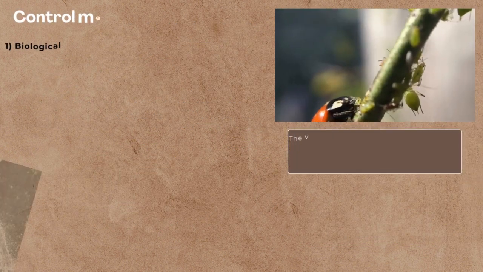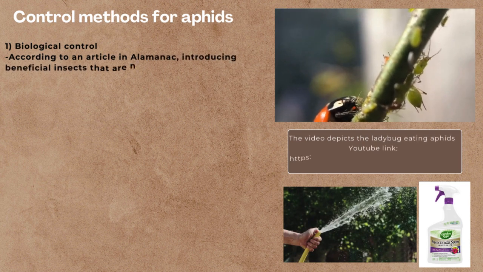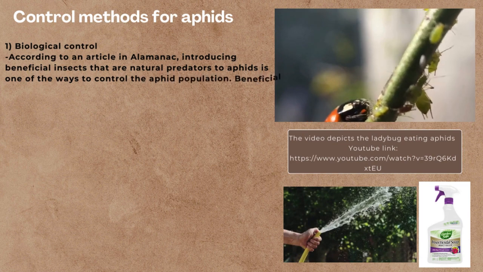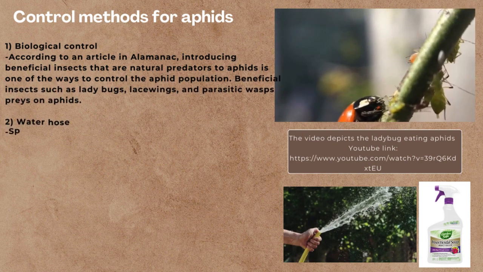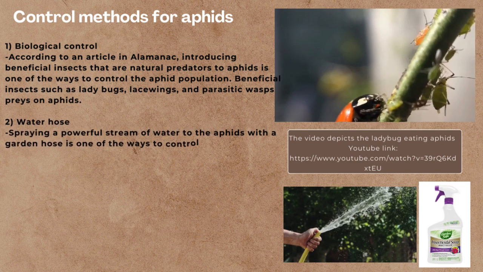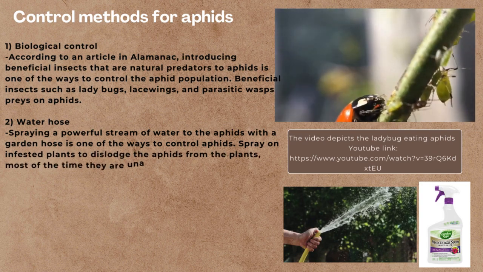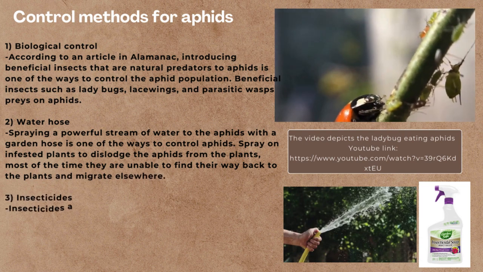Now, we will talk about the control methods for aphids. In these slides, there are 3 control methods that we can use to control the aphid populations. First, biological control. According to an article in Element, introducing beneficial insects that are natural predators to aphids is one of the ways to control the aphid populations. Beneficial insects such as ladybugs, lacewings, and parasitic wasps prey on aphids.